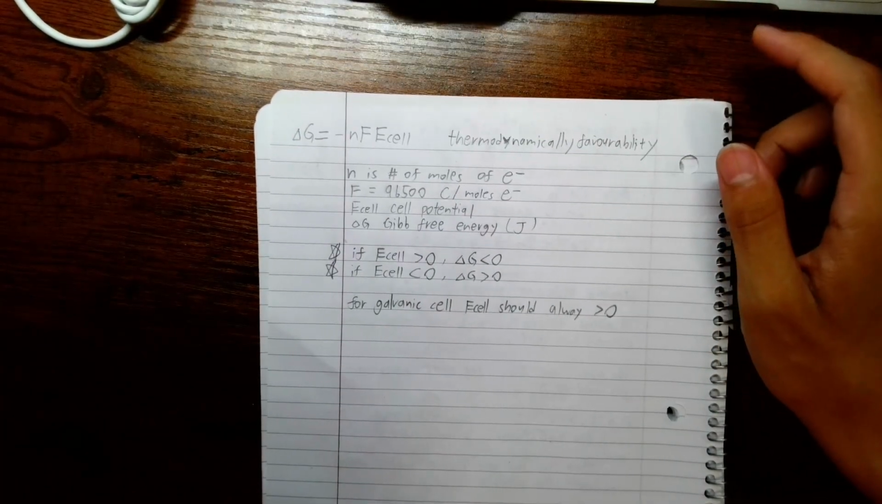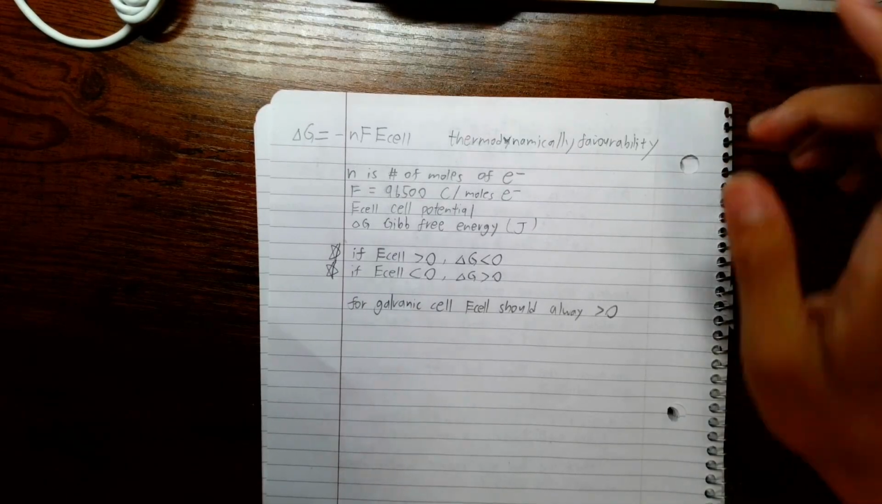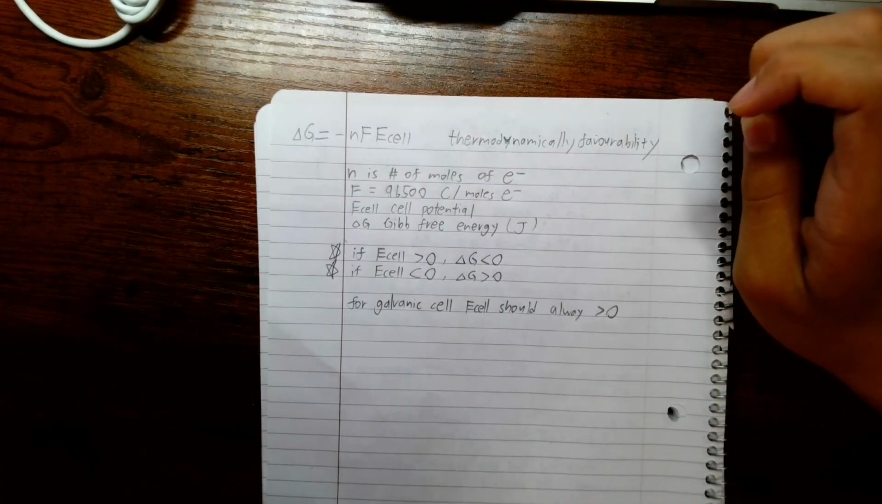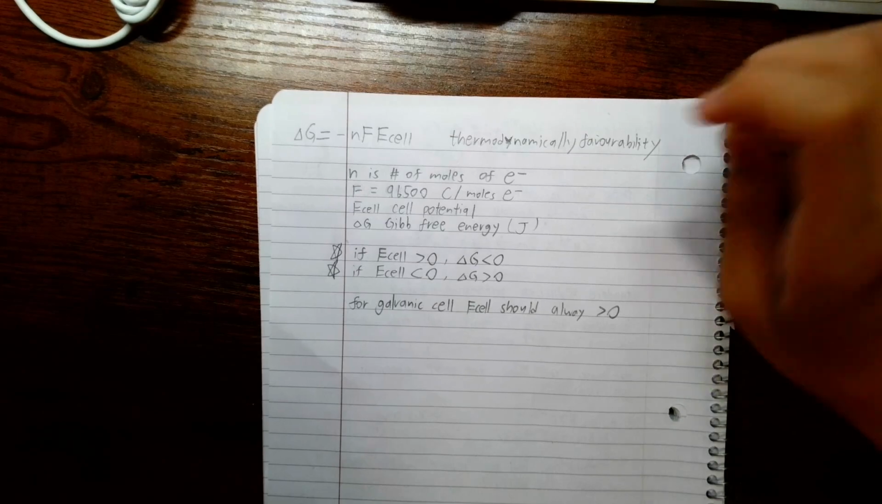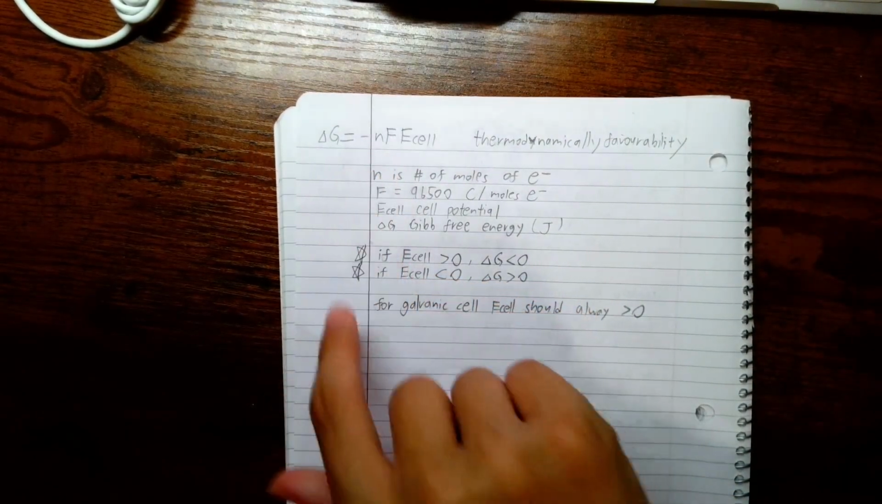Let's talk a bit about thermodynamic favorability. I know it has been a very long time since we last saw the Gibbs free energy, but there's a formula that's related to this. So delta G equals negative n F E cell.